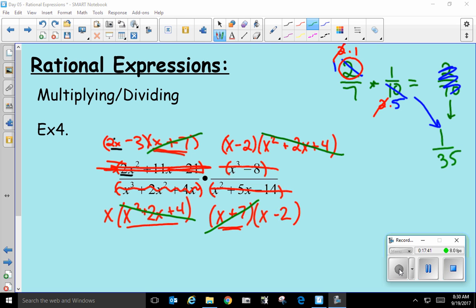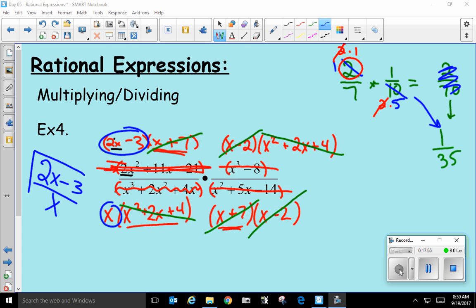Anything else? X minus 2 with an x minus 2. It looks like that's it. What do I have left? So x minus 3 over x. That's your answer. Do you know how difficult it would have been to come up with that if I multiplied all those together and then tried to... It would have been insane.